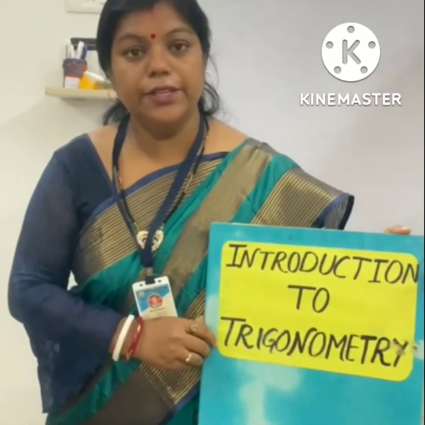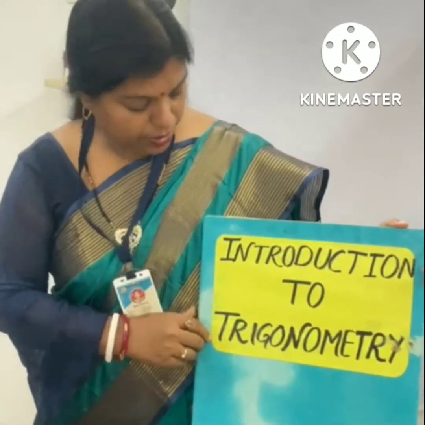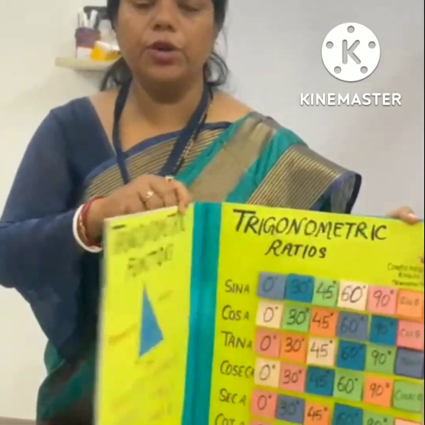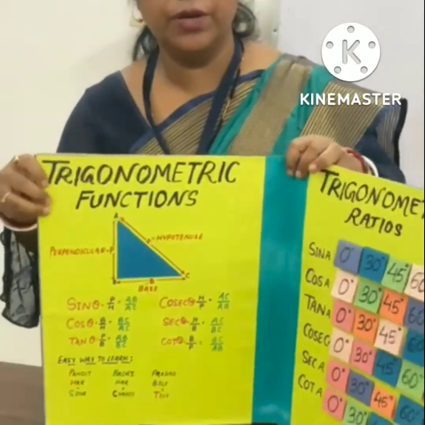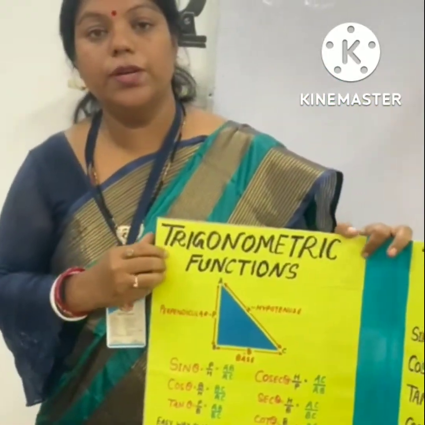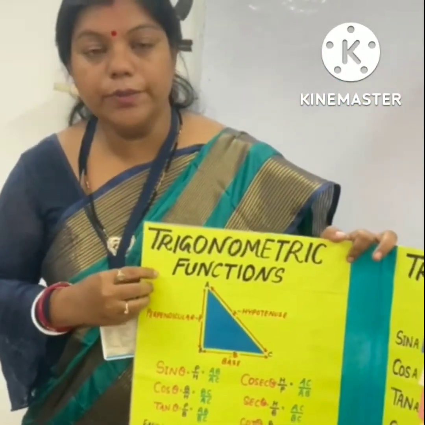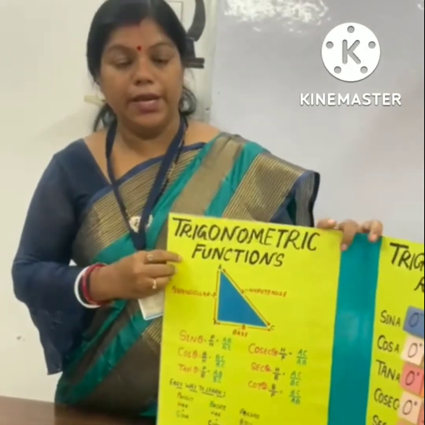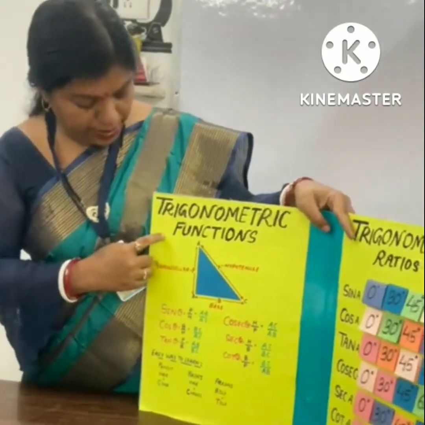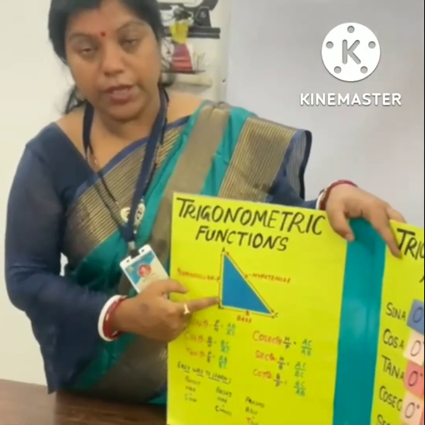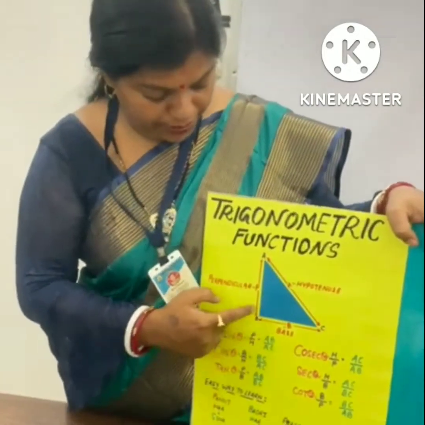Now we will deal with trigonometry. The basics of trigonometry. Trigonometry is a word which is a combination of two words, trigon and metry. Trigon means triangle, metry means measurement. Here trigonometric functions are basically based on the right angle triangle. Here, what is a right angle triangle?